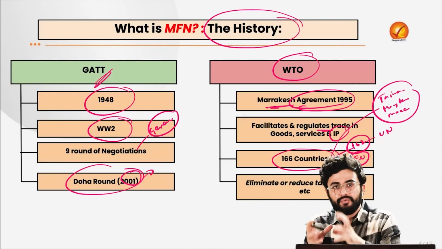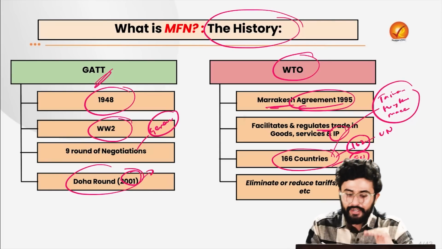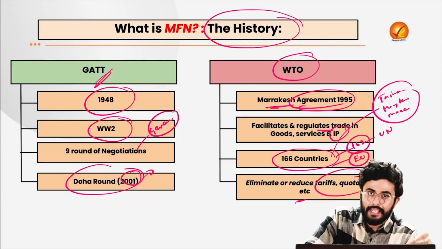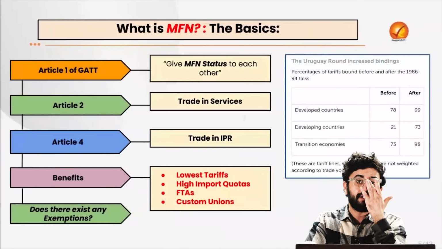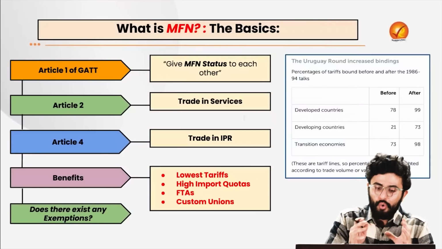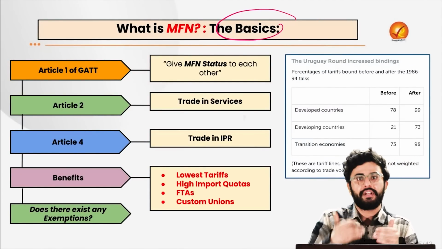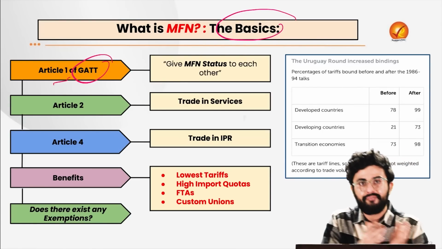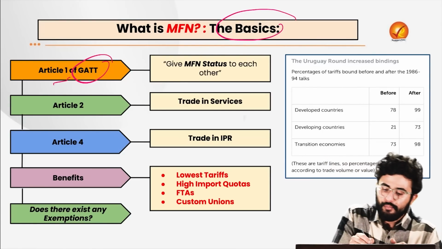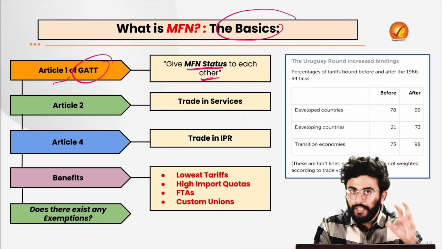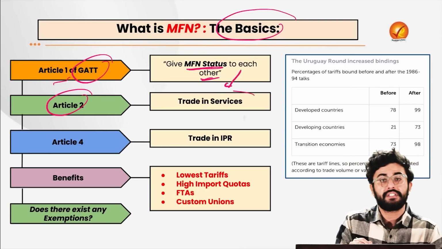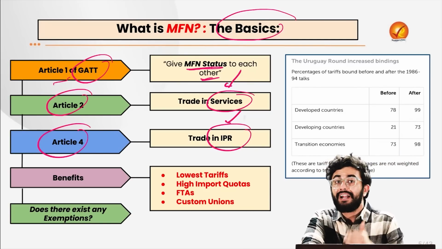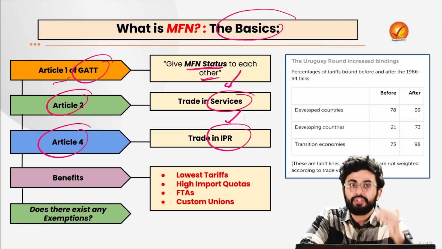The whole aim of this World Trade Organization is to eliminate or reduce the various kinds of tariffs and trade quotas which exist, to ensure free trade among nations without creating any kind of trade imbalance. So, is there any kind of legal framework which exists for MFN? Yes, absolutely. Article 1 of the General Agreement on Tariffs and Trade itself provided that countries shall give most favored nation status to each other. Then Article 2 extended this to trade in services, and Article 4 extended this to various kinds of intellectual property rights.